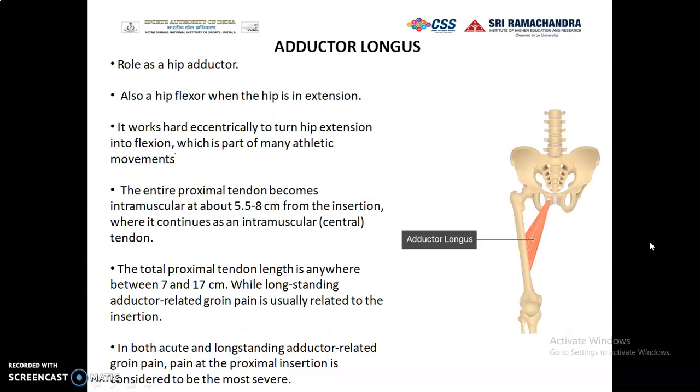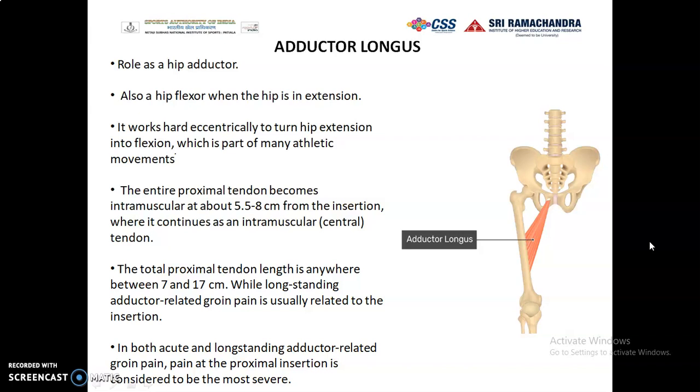Now let's have a deeper discussion about the muscle called adductor longus. The role of adductor longus is to act as a hip adductor. It also acts as a synergist in hip flexion when the hip is in extension. It is a hip flexor when the hip is in extension, and it works hard eccentrically to turn hip extension into flexion, which is part of many athletic movements, which you can obviously see in soccer.